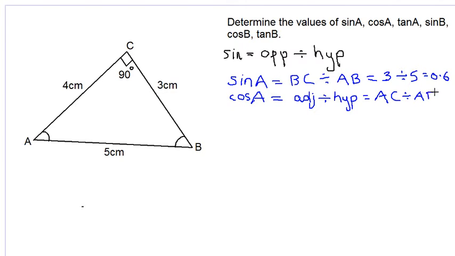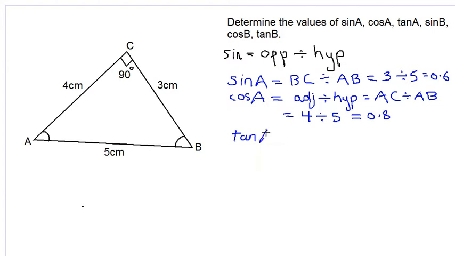The hypotenuse never changes. So the cosine of A will be the length AC, which is 4 centimeters, so that's 4 divided by the length of the hypotenuse, which is 5, and we get 0.8. Let us work out tangent of A now, tan A.